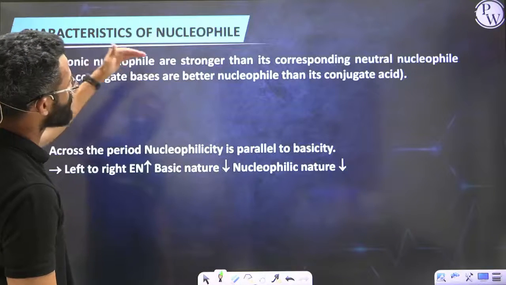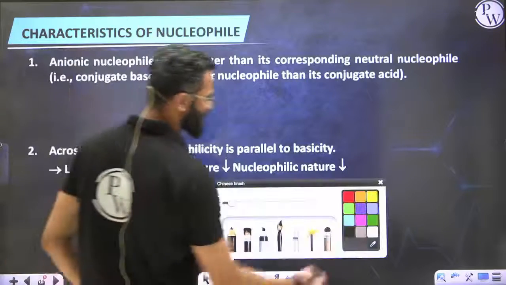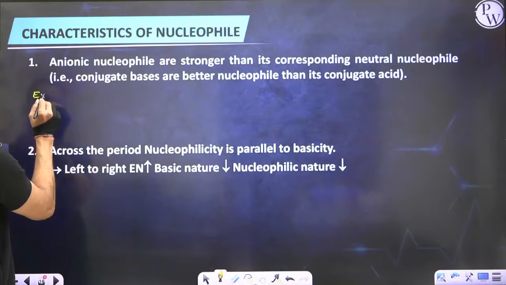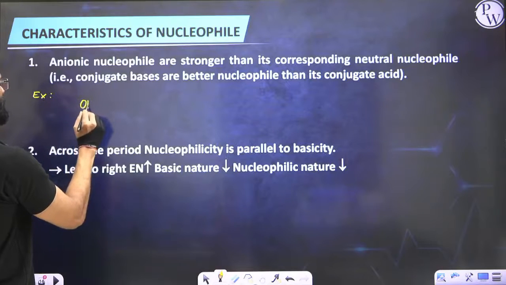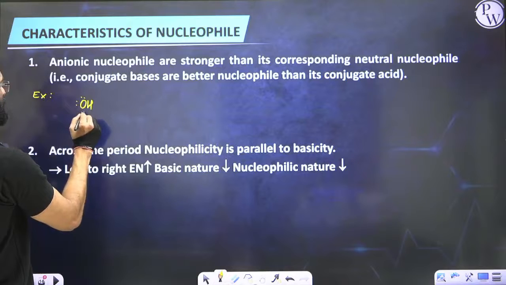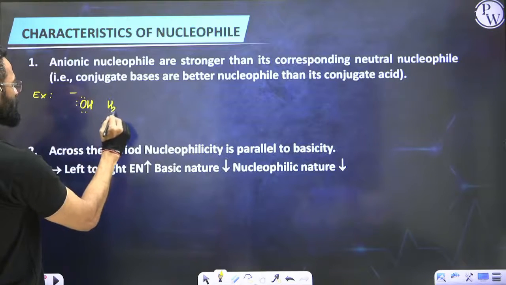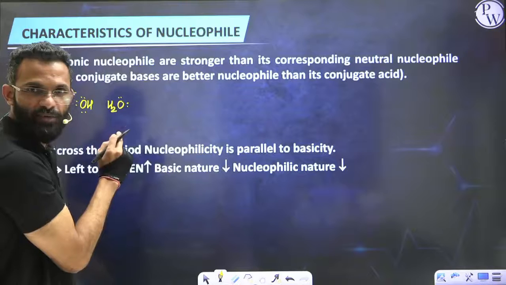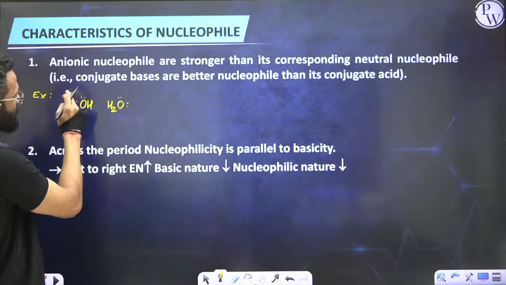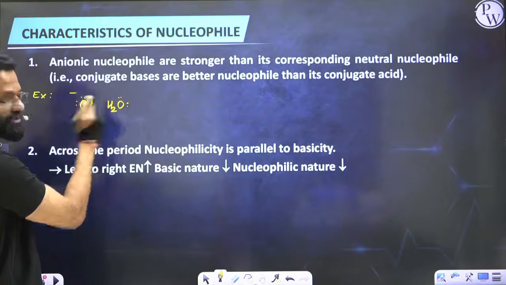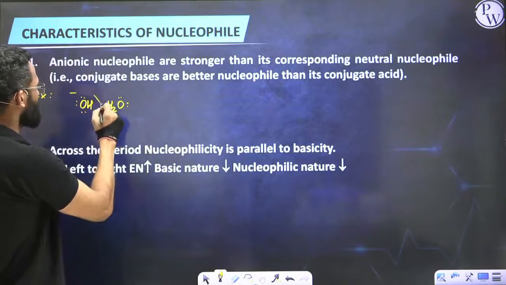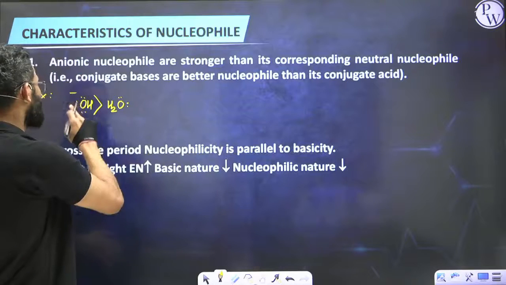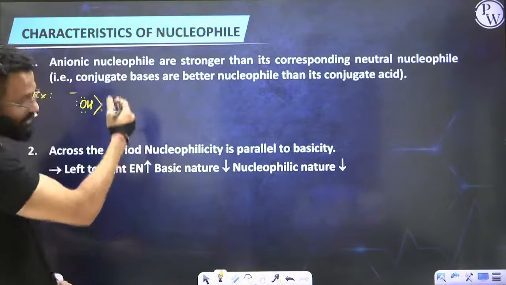Anionic nucleophiles are stronger than their corresponding neutral nucleophiles. Well guys, isn't it logical? Suppose, for example, I have got OH minus, and I take its conjugate acid, that is water. From water, if you remove an H plus ion, you get the conjugate base, that is OH minus. That clearly indicates oxygen is more electron rich in OH minus than the oxygen of water. Being more electron rich, it will be more nucleophilic. So OH minus ions are stronger nucleophiles than water. So anionic nucleophiles are stronger than their corresponding neutral compounds. That's what the point is saying.